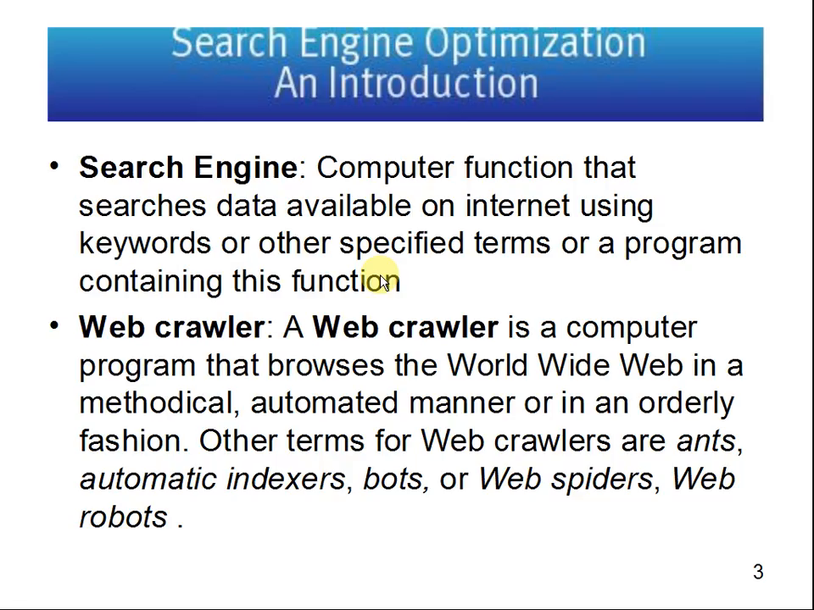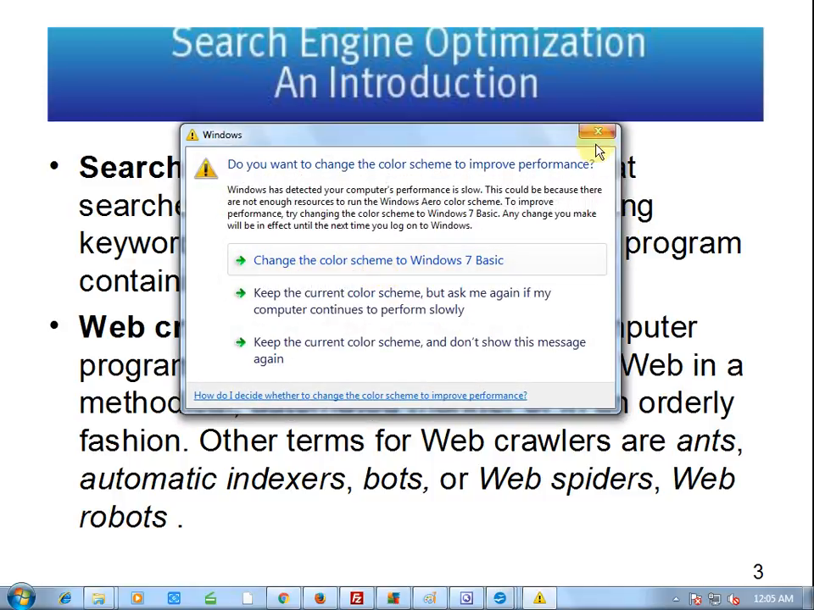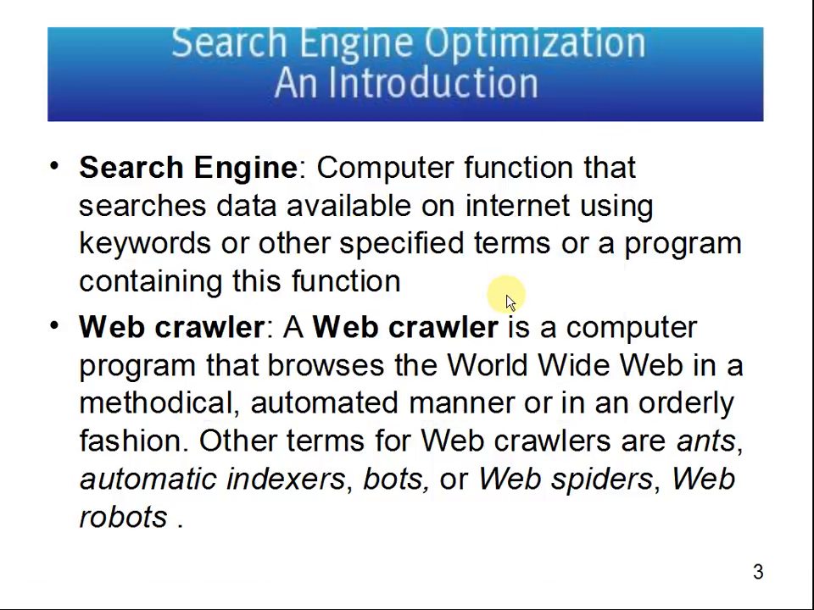Search engine optimization. So what is a search engine? It is a computer function that searches data available on the internet using keywords or other specified terms, or a program containing this function. For example, Google is a search engine. So what is Google doing?